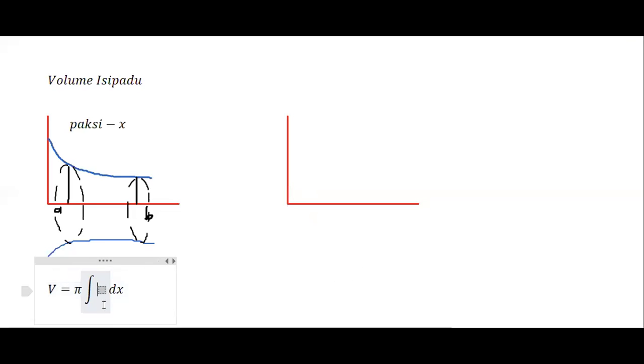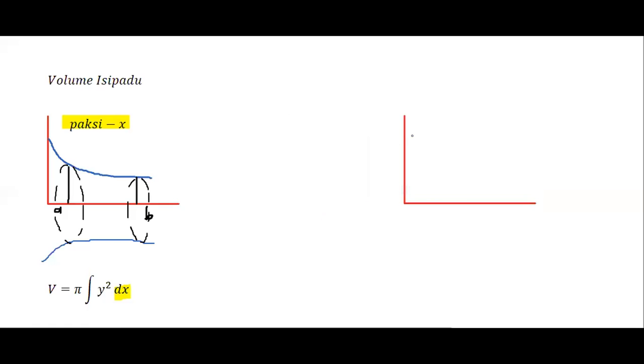Okay, so sini nak letak apa? Y square. Okay, y square. Kenapa? Sebab dx, paksi x memang dx. Kalau dx dalam mesti terbalik. Okay, x-axis, dx inside is y square. So now, same graph like this. I think I move this one here first. Okay, same curve.